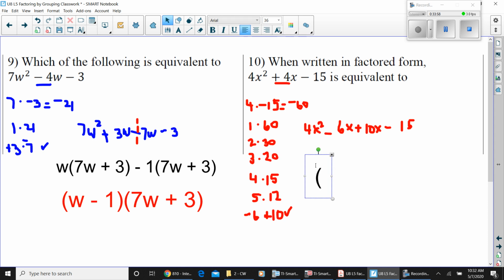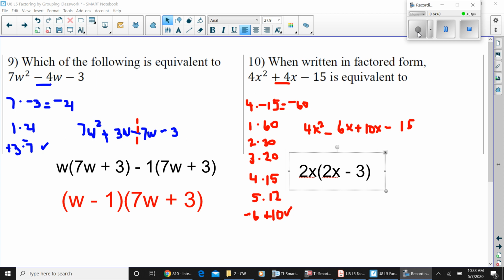So go ahead, set up your parentheses, and you have to look for the greatest common factor between the first two terms only. So 2 goes into both of those, and so does x. So you're looking at the greatest common factor of 2x, and then 2x times what equals 4x squared? 2x times 2x equals 4x squared, sorry. And then minus 2x times what equals 6x? 2x times negative 3 equals a negative 6x.